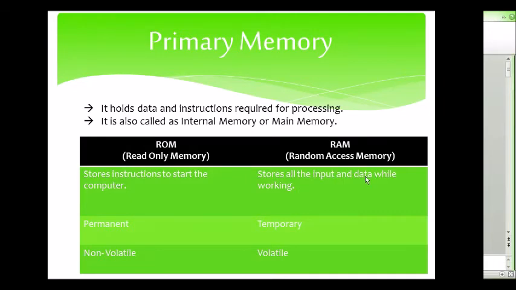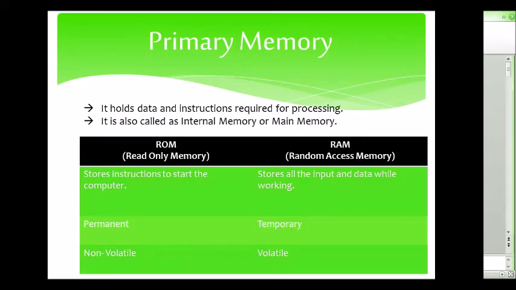As long as we are working on a file, on a document, or we are watching a movie, only that thing is copied into RAM, and once we close it, it is deleted from RAM. That is why RAM is temporary.